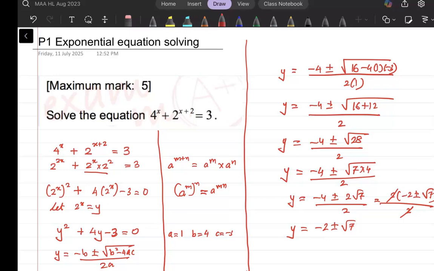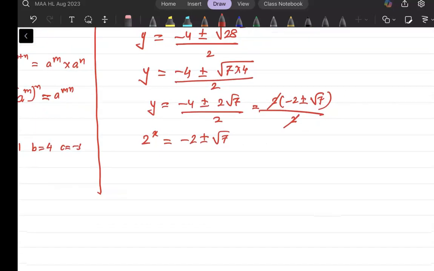Now I know what my y is, so I'll resubstitute the y. The value of y is 2 raised to x, here we have assumed it. So 2 raised to x is equal to this. Now this is where it is important.